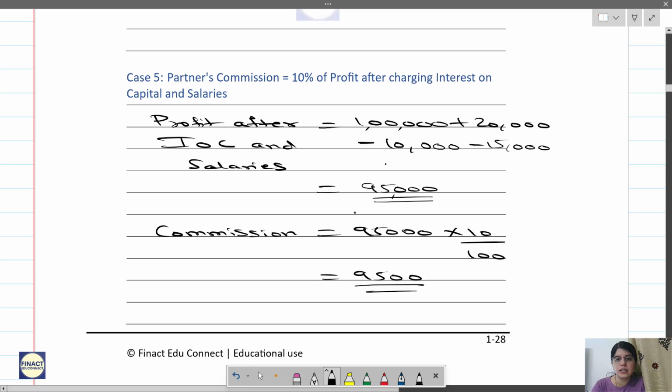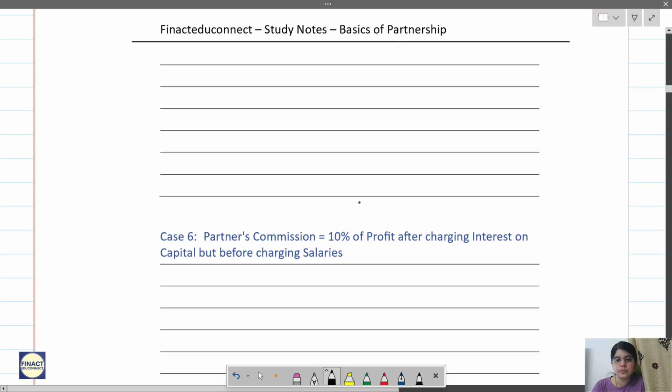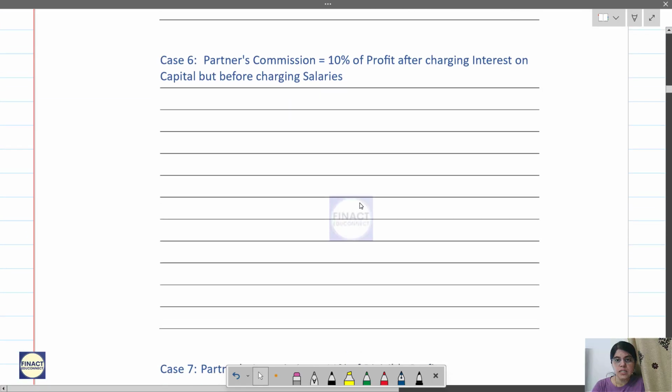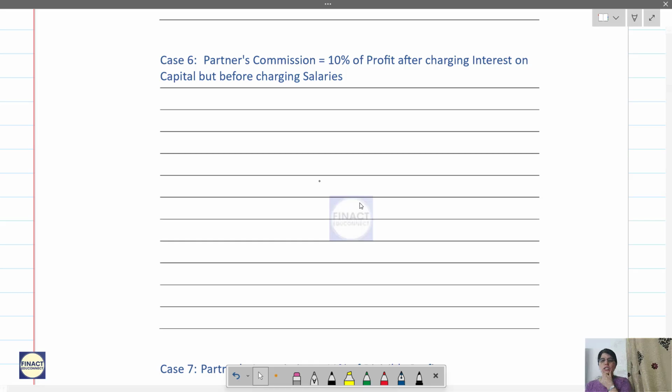Next, case 6. Partner's commission is 10% of profit after charging interest on capital but before charging salaries. In case 4 they were saying 10% of profit after charging interest on capital, and they didn't say anything about salary, so we understood it is before charging salary. But here they are specifically mentioning it. So this is similar to case 3, different wordings.